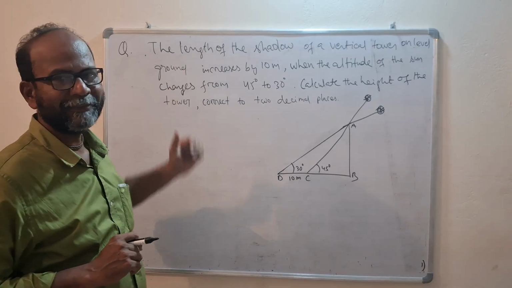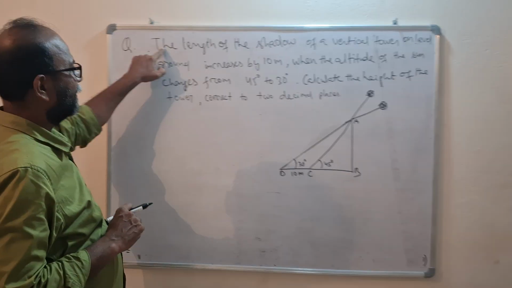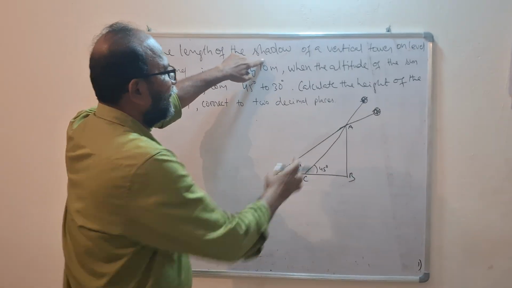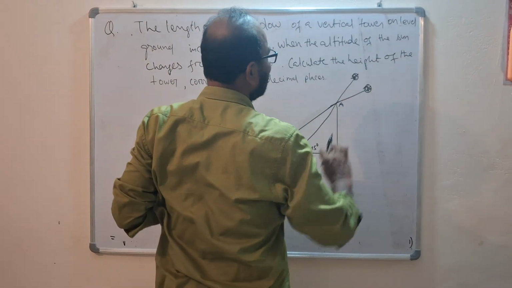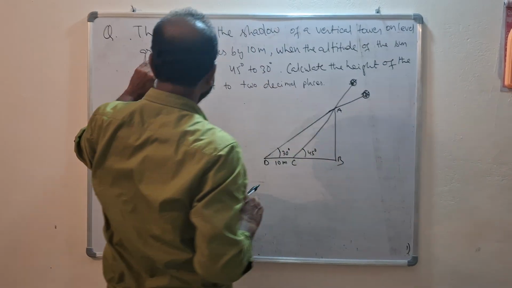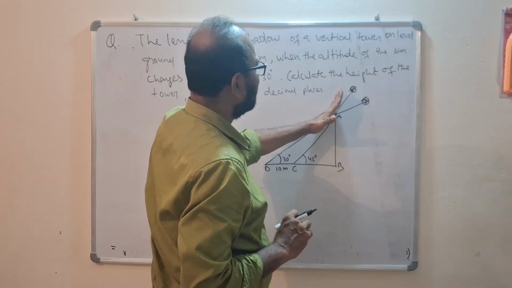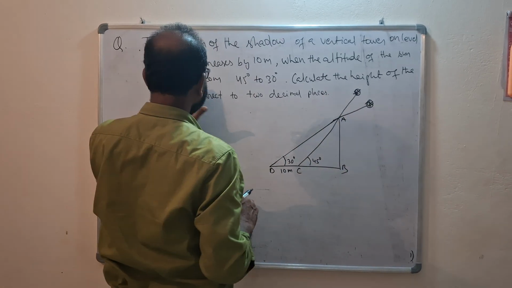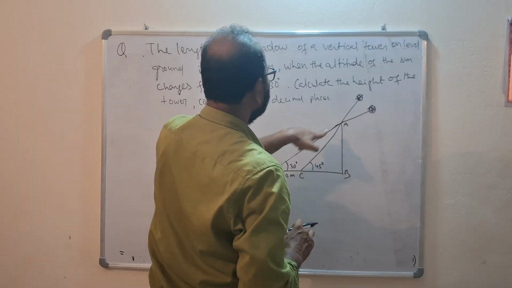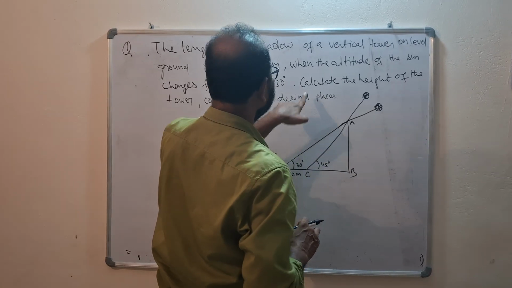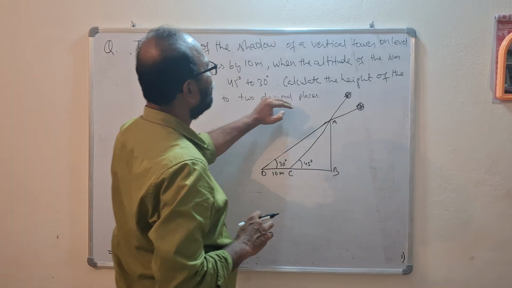Okay. We will discuss the heights and distance problems. The length of the shadow of a vertical tower AB on level ground increases by 10 meters when the altitude of the sun changes from 45 degrees to 30 degrees. Calculate the height of the tower correct to 2 decimal places.